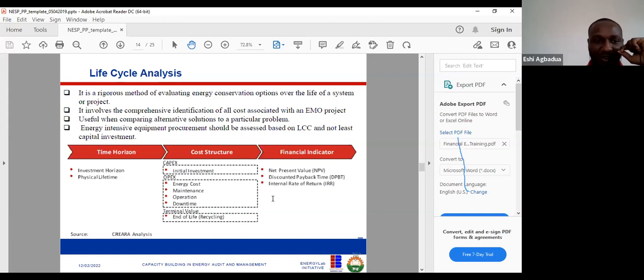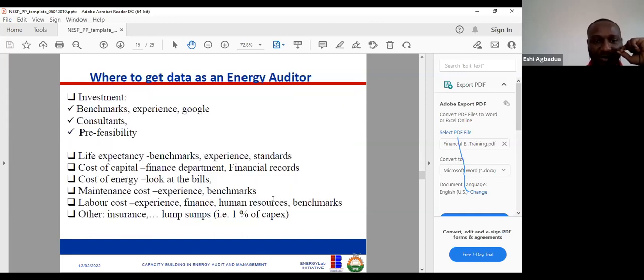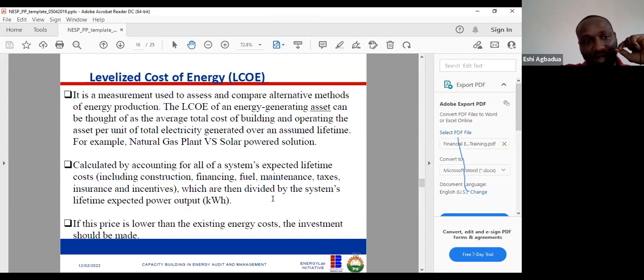So, of course, we've talked about this. I wouldn't want to dive into this. Another important concept is the levelized cost of energy. It's a measure used to compare and assess alternative methods of energy production, for engineers that work on thermal power stations or the rest. So these are some of the concepts that are quite important to them. It basically helps us to understand the average cost of building and operating a plant divided by the total energy generated over its assumed lifetime.